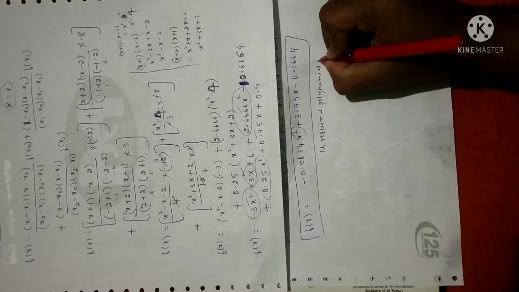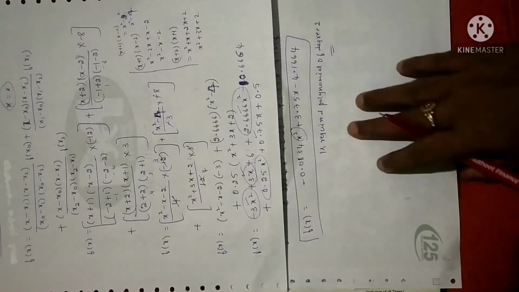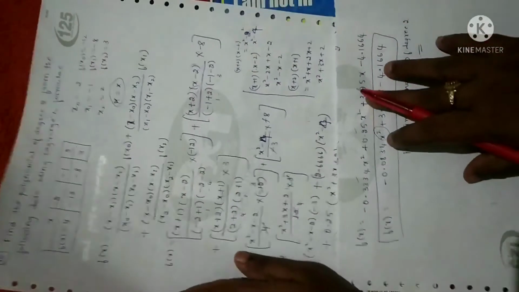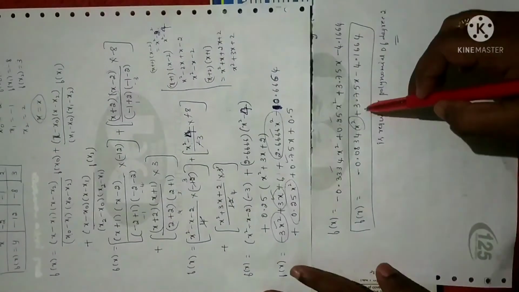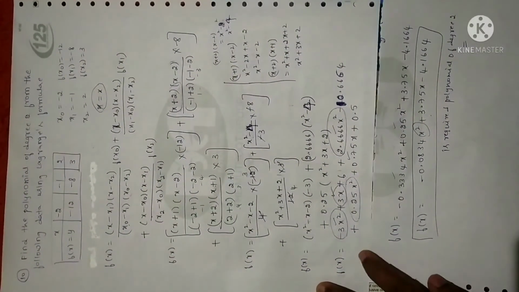Fine. And that is what we need to find. See here, in the question itself it is clearly mentioned, find the polynomial of degree 2. So after simplification we have obtained a polynomial which is of degree 2. Hope it is clear, right?